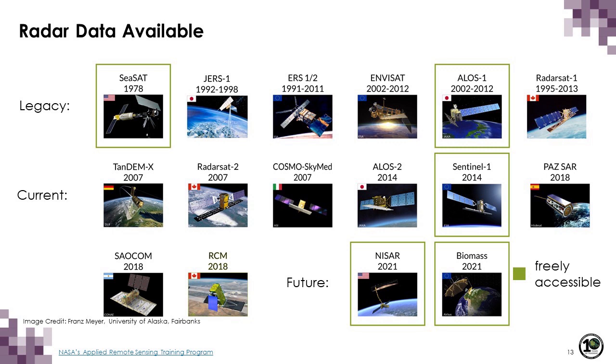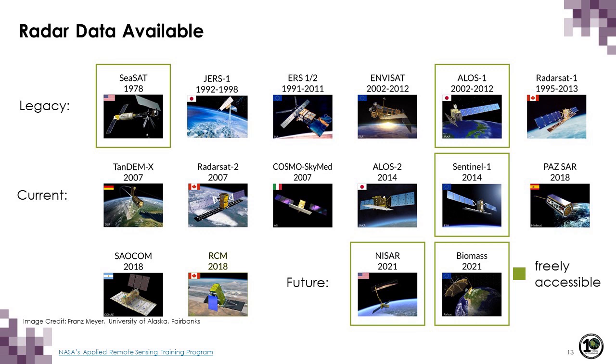SAR datasets have improved significantly in the last couple of years, and this list here shows the legacy, current, and future SAR datasets. The ones with a green box indicate that the data are currently freely available, and you can access those through either the Alaska Satellite Facility or the European Space Agency's Copernicus Hub. Note that the legacy datasets start with SEASAT in 1978. It unfortunately just flew for a couple of months.